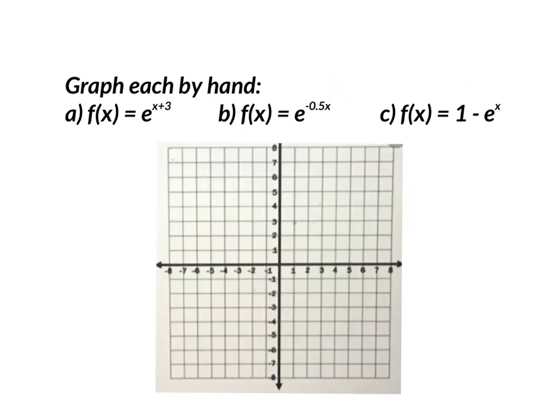All right, this one says graph each by hand. So that's what the general graph looks like. We're going to shift it around a little bit. This first one says E to the X plus 3 power.